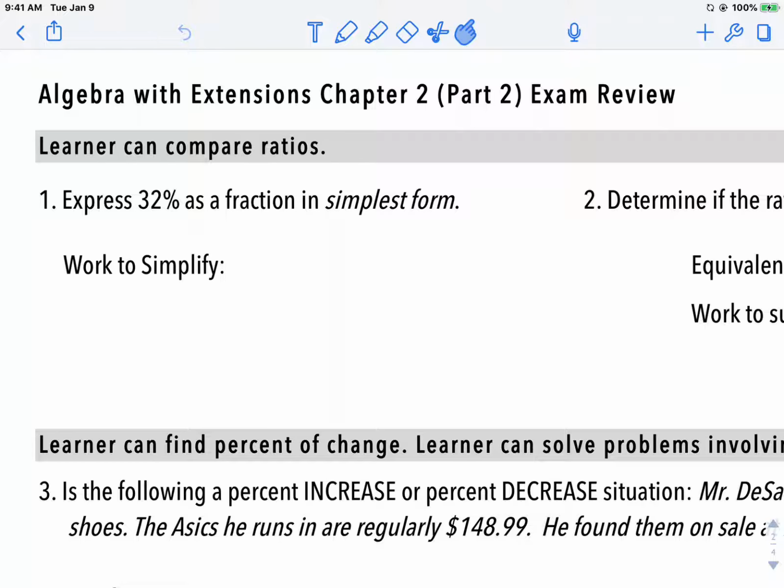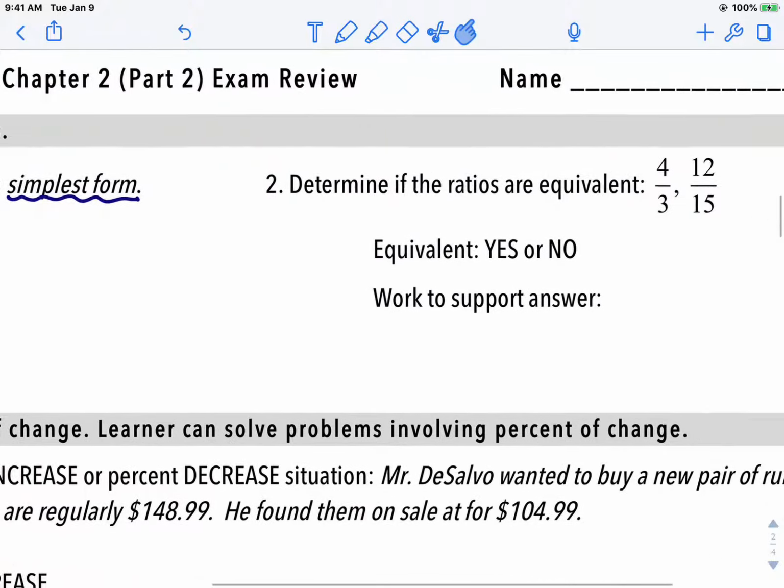So in Chapter 2, Part 2, you're going to use a lot of those proportions, the percent proportion, the proportion comparing two quantities. As we started, you're going to start just by getting percents. So express 32% as a fraction. The key thing people often missed is in simplest form. We know that percents are always over 100, so 32% would start as 32 over 100. Then you're going to go ahead and simplify that before you report your final answer.